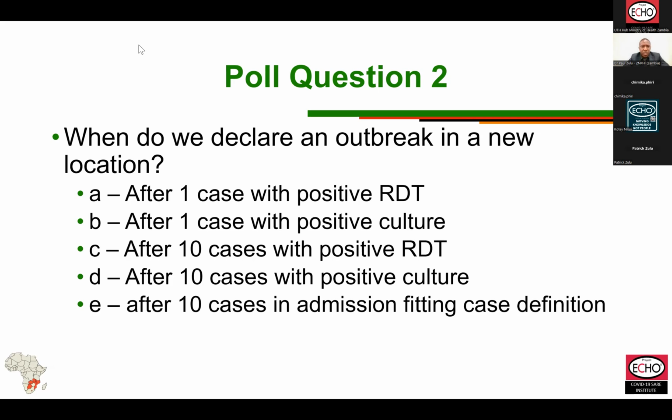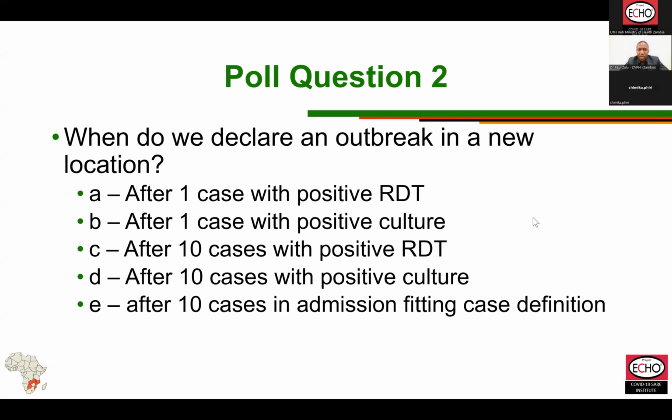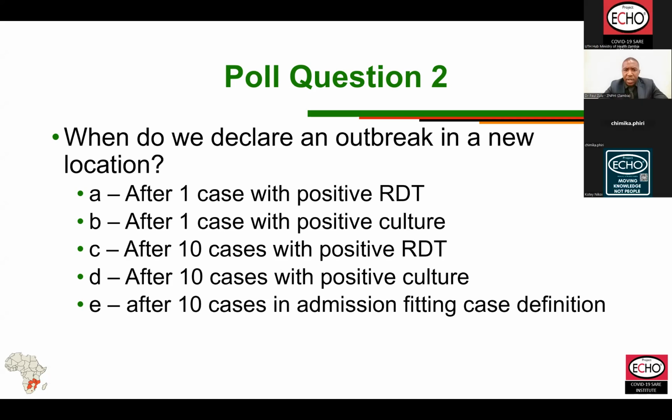I'm not able to see the results, but I think we can come back to it after the next few slides. Okay, an interesting combination. I see most are leaning towards having the 10 cases and almost a near tie with culture versus just fitting a case definition. Remember, the stem of the question is looking at when you declare an outbreak in a new location. We'll look a bit into that as we go into the slides, and hopefully when we have our return pause, people can think through how they would answer it after that. So we can move on.